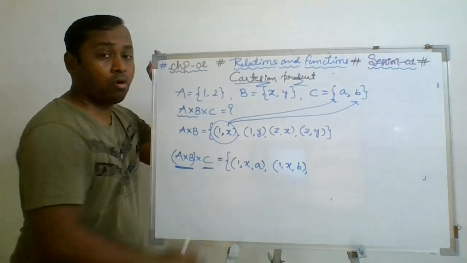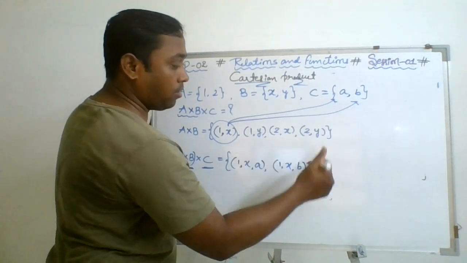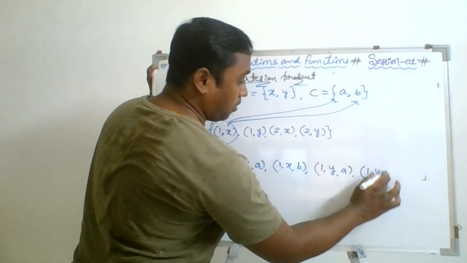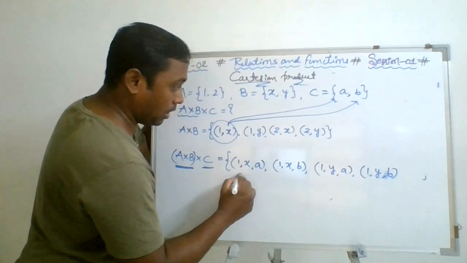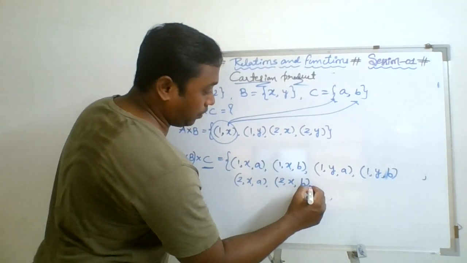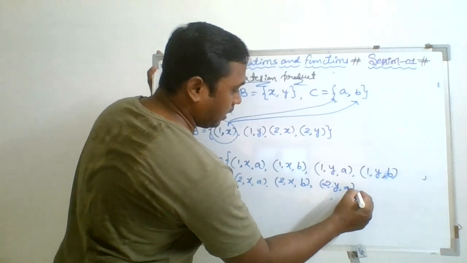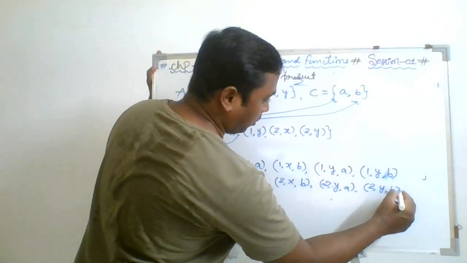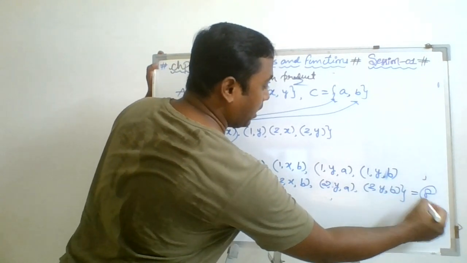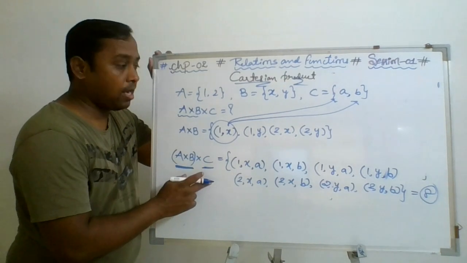So this will give the 2 ordered triplets. Similarly, I can now take 1, y in combination with A, 1, y with B, 2, x with A, 2, x with B, 2, y with A, and 2, y with B. So in total I got 8 ordered triplets in A cross B cross C.